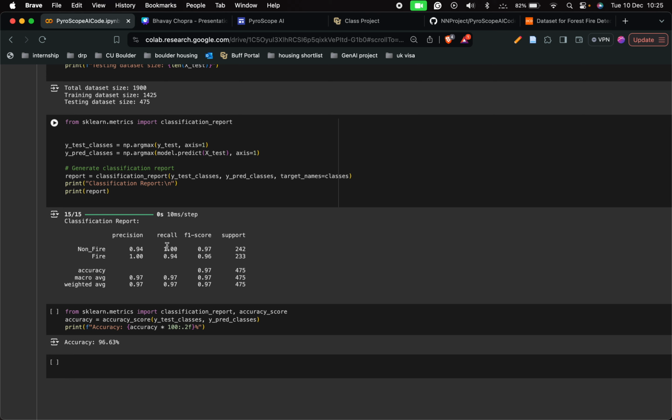The fire class achieved a high recall of 0.94, ensuring most fire instances were correctly identified, while non-fire had a perfect recall of 1. These results confirm the model's reliability and suitability for real-world fire detection, combining accuracy with robust generalization.